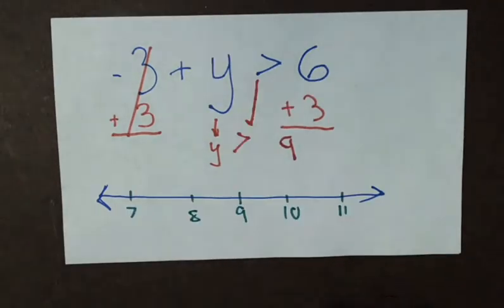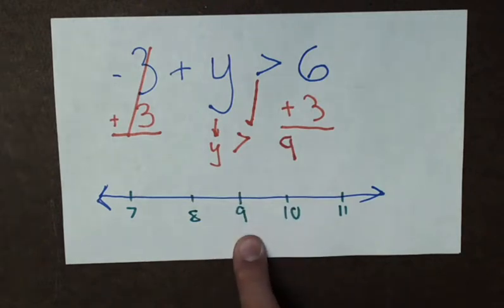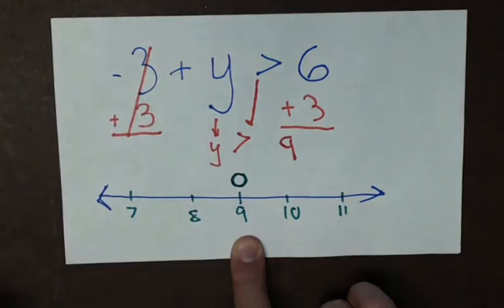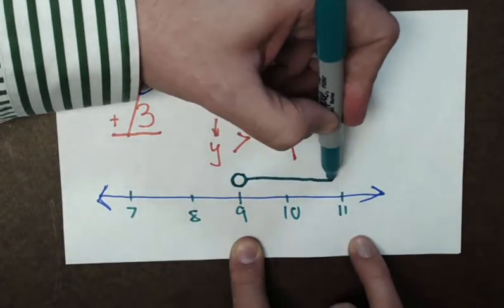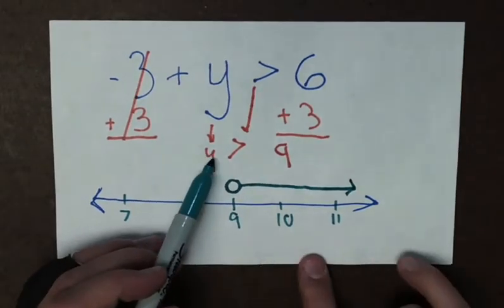Okay, so I've got my number line here now numbered. 9 goes in the middle. Put 2 numbers on either side. And y is greater than 9, but it can't be 9. So anything greater than 9. So I'm going to put a circle above the 9, meaning it's not 9. And then anything greater than 9 will work to make this inequality true. That means 10 could work. 9.2 could work.